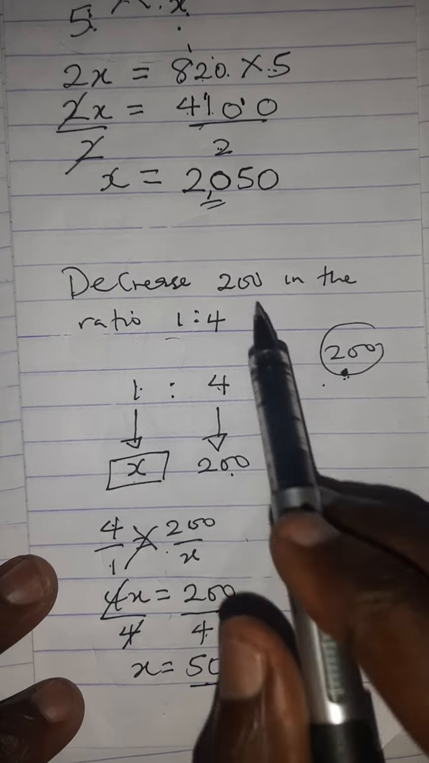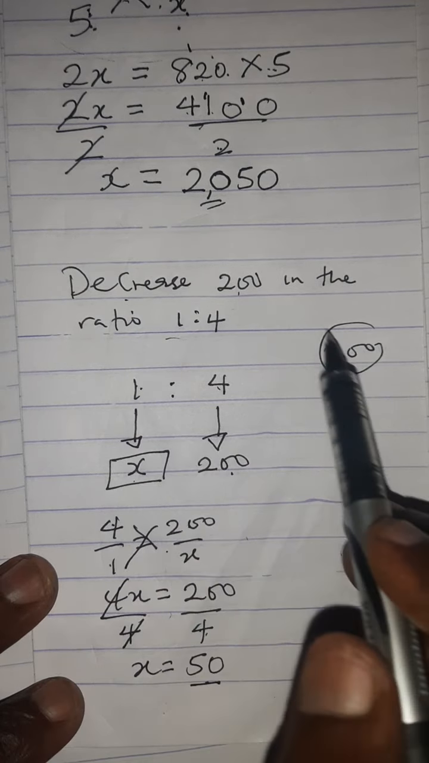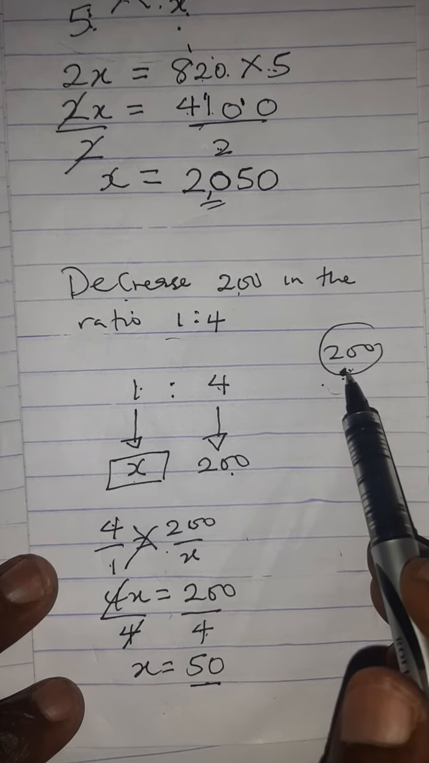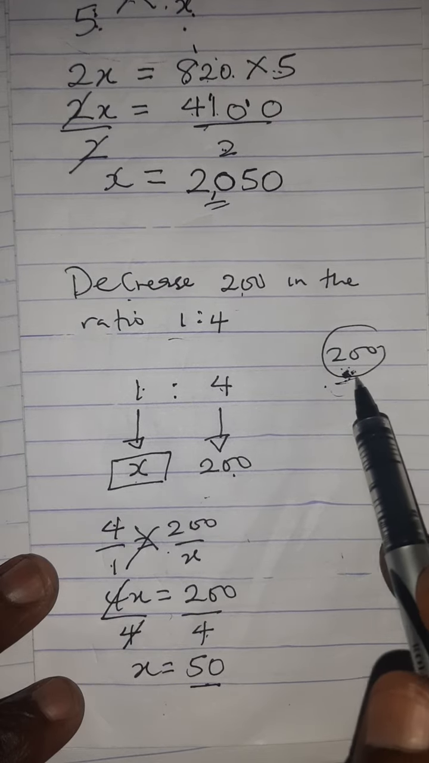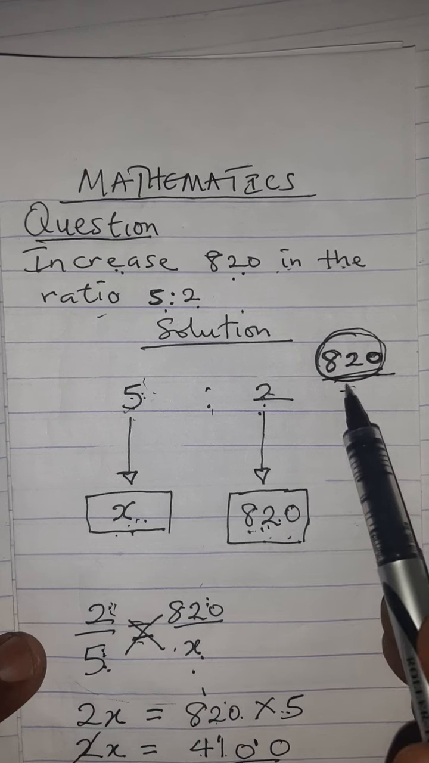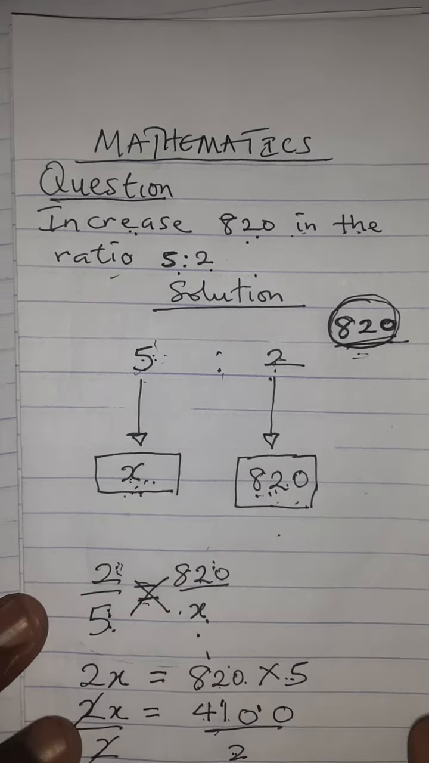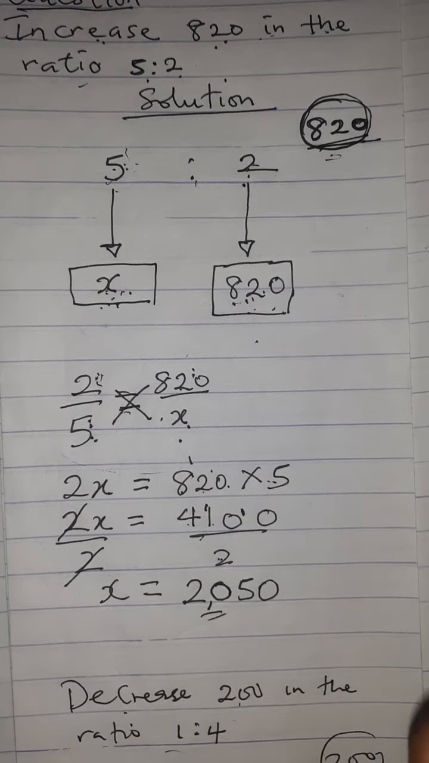So don't forget, they say decrease, it means it's big. They say decrease this value, it means it is big already and they want you to make it small. So you are placing it under the bigger one since it is big. If they now say increase, it means it is small. You are placing it under the smaller one. Then you are putting x on the other side. Then you convert to an equation and then you solve. It's very simple.